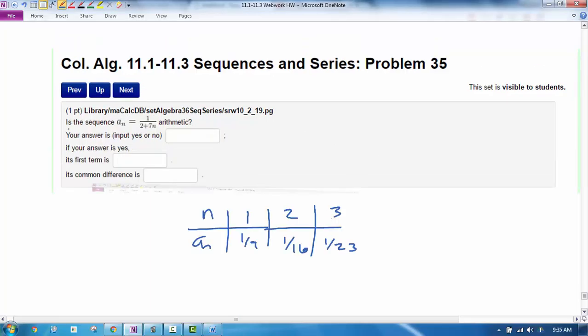Next question says, is this series arithmetic? The answer should be no, so I shouldn't have to fill this out. If you start to write out these term numbers, you'll see the first term is 1/9, second term is 1/16. You can't add any number each time to get to these different terms, so it's not arithmetic. It's only arithmetic if you're adding a common difference each time.